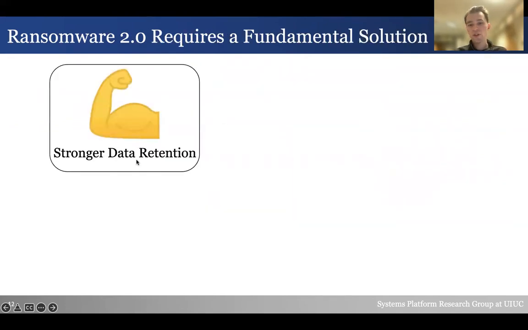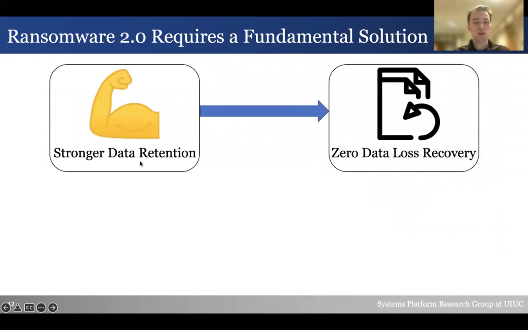Ransomware 2.0 shows us that ransomware can and will evolve to circumvent defenses in new and unpredictable ways. We need a fundamental solution to protect against future evolutions in ransomware. In particular, Ransomware 2.0 showed us that we need to strengthen the data retention of hardware-based solutions. Therefore, a fundamental solution will need to implement zero data loss recovery.